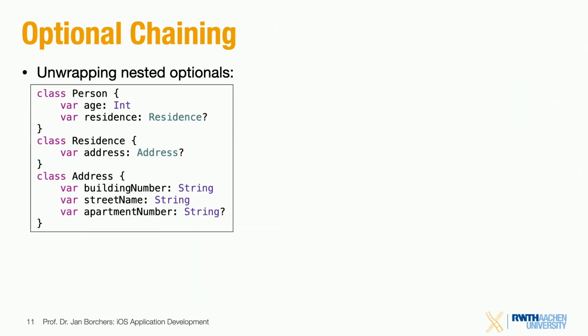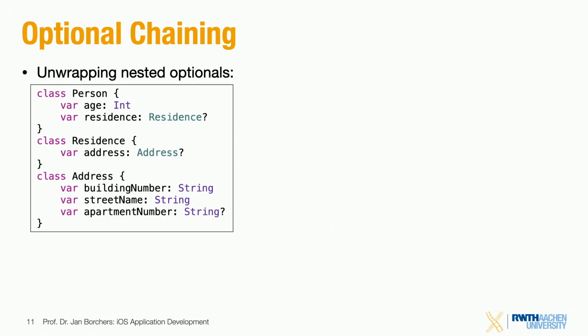All right. Another thing that's quite handy is optional chaining. So here we have a person. Person has an age and a residence that is an optional, because maybe that person doesn't have a permanent residence, living on the street probably. And the residence has an optional address. So yeah, maybe a tent somewhere that doesn't have an address. And an address has a building number, street name, and if it's an apartment, maybe an apartment number.